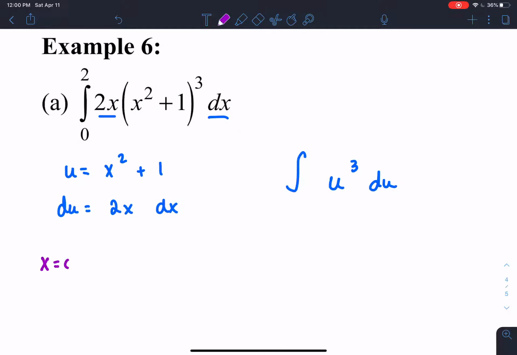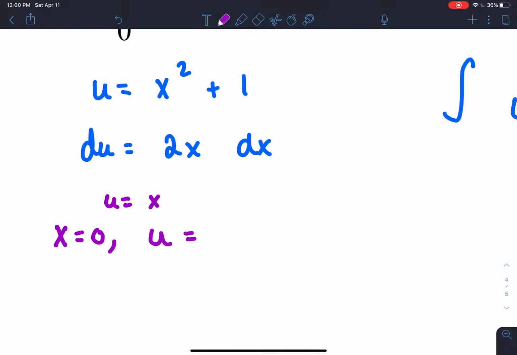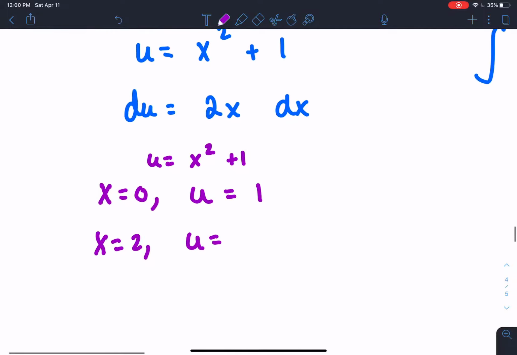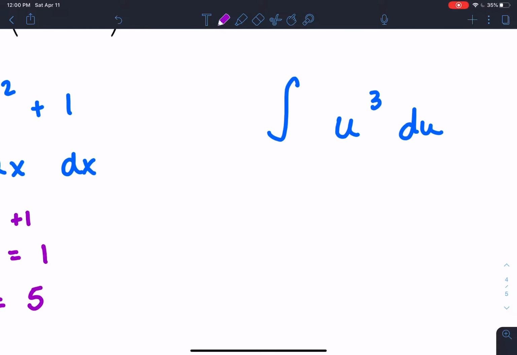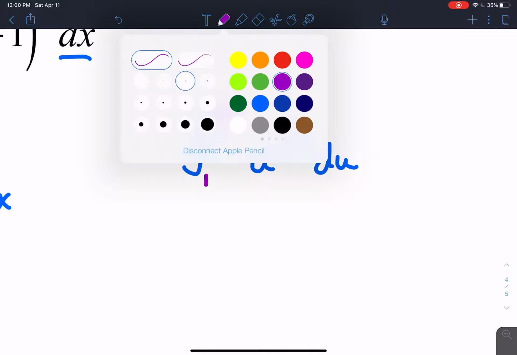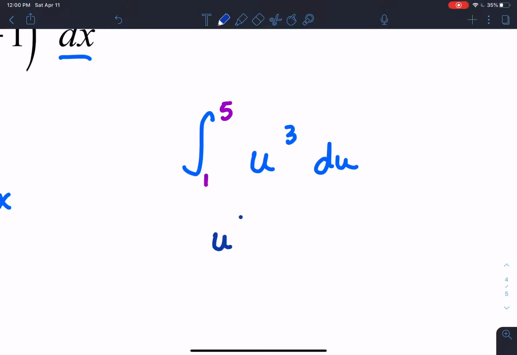Okay, so when x is 0, u, remember you're going to plug it back into what u is equal to. So when x is 0, u is going to be 1. And then when x is 2, u is going to be 2 squared is 4 plus 1 is 5. So my integral now is going to go from 1 to 5. Okay, so the antiderivative would be u to the fourth over 4, and we're going to evaluate it from 1 to 5.